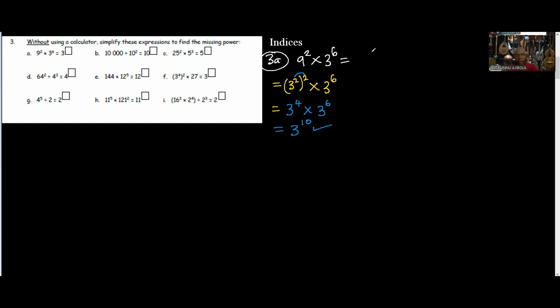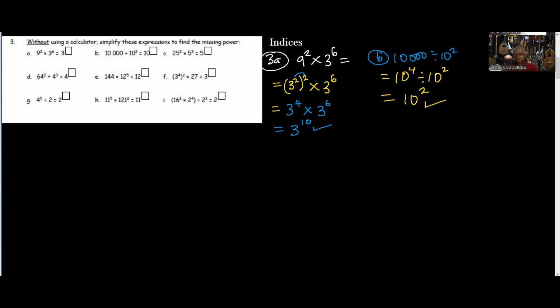Now, let's go to the second one, B. B says 10,000 divided by 10 squared. They have said it must give us 10 something, so we won't write that now. Let us just work it out until it gives us that. The first number is 10,000, which is the same thing as 10 raised to power 4. Then we are dividing by 10 raised to power 2. So whenever it's division, you pick the 10 and you subtract the powers. 4 minus 2 is going to give me 2.